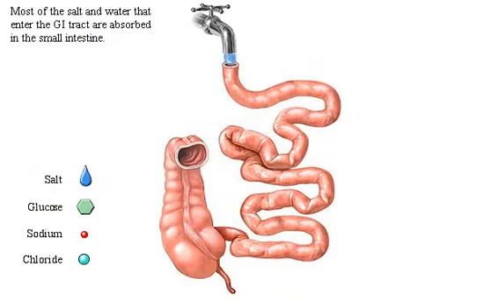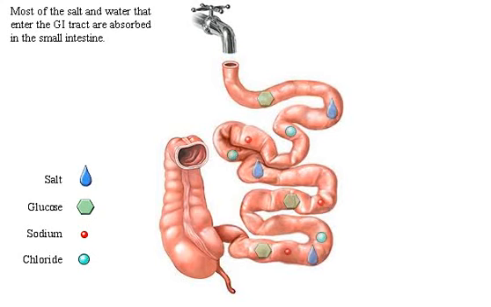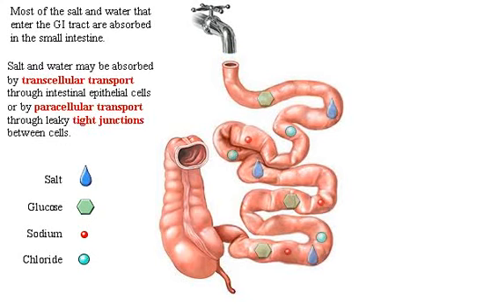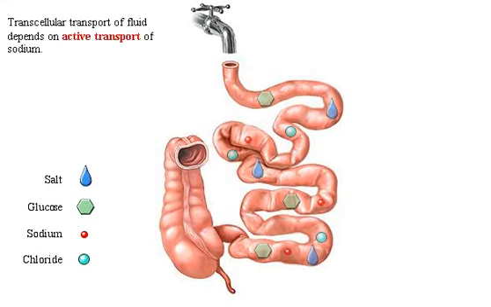Most of the salt and water that enter the GI tract are absorbed in the small intestine. Salt and water may be absorbed by transcellular transport through intestinal epithelial cells or by paracellular transport through leaky tight junctions between cells. Paracellular transport is passive and keeps the total osmolarity of the intestinal contents similar to the osmolarity of blood plasma. Transcellular transport of fluid depends on active transport of sodium.